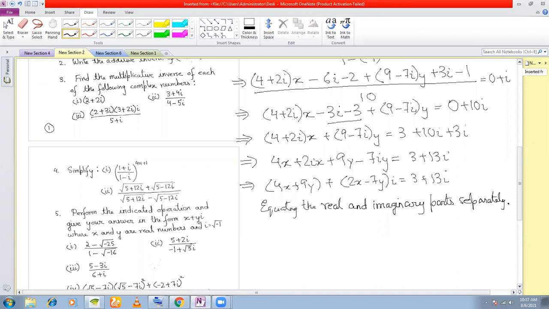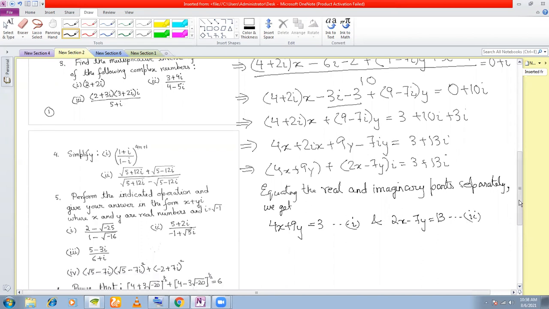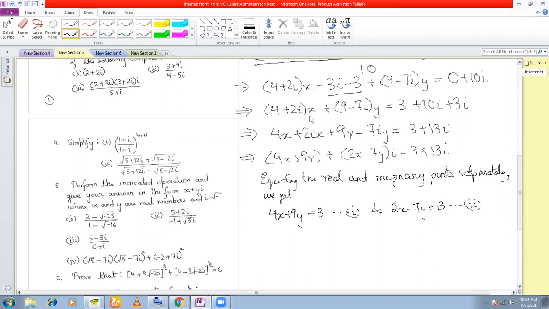Equating the real and imaginary parts separately, we'll get two equations. 4x plus 9y is equal to 3, equation number 1, and 2x minus 7y is equal to 13. Call this equation number 2. So we solve these two equations simultaneously.